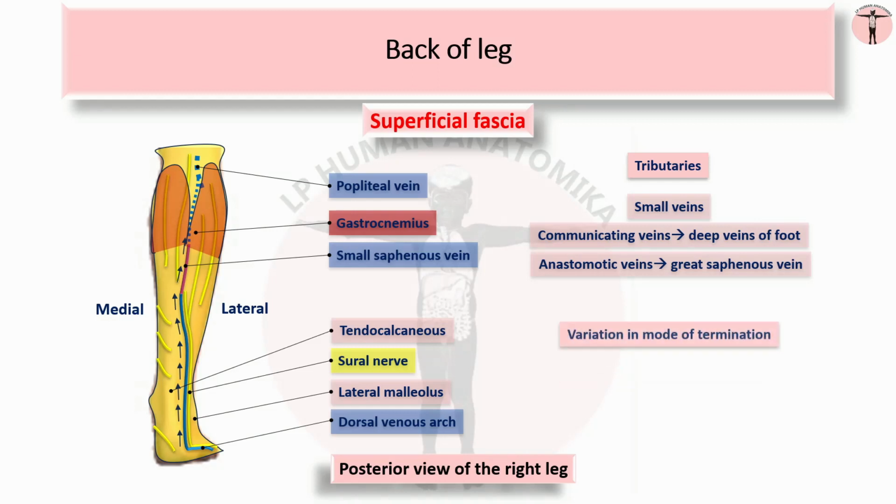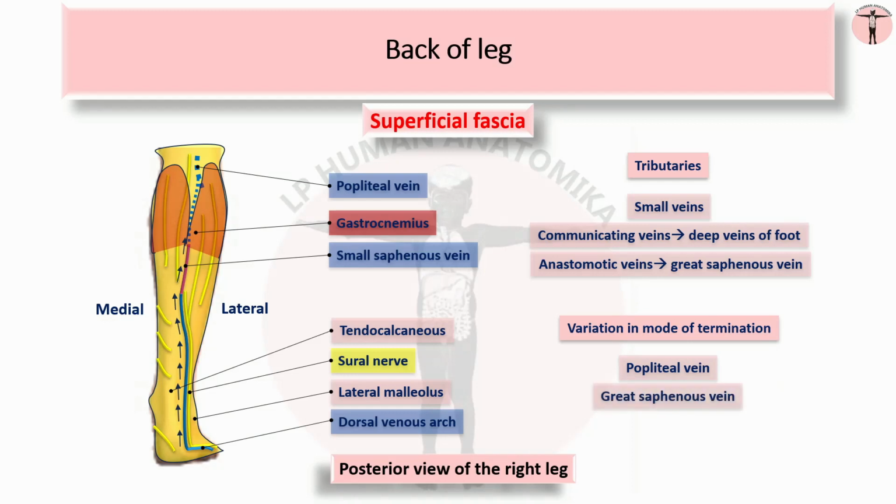The mode of termination of the small saphenous vein may vary. It may join the popliteal vein, it may join the great saphenous vein, or it may split into two divisions, one division joining the popliteal and the other joining the great saphenous vein.